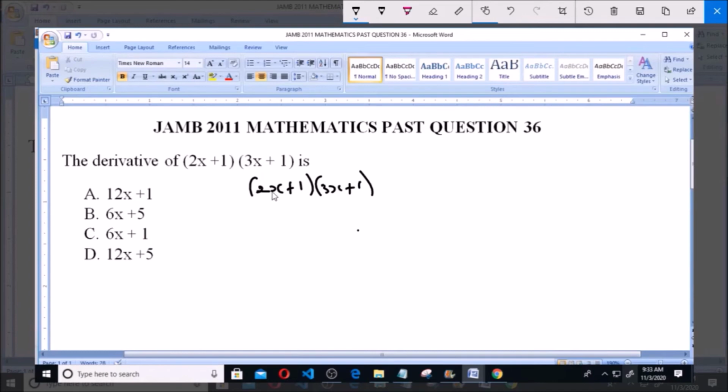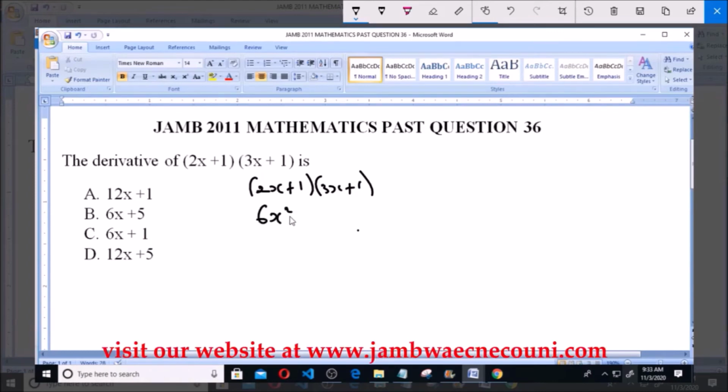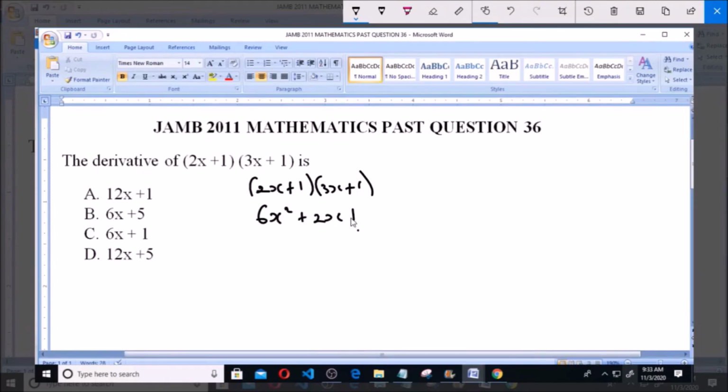Now let's open this bracket. 2x multiplied by 3x will give us 6x squared. Then 2x multiplied by 1 will give us plus 2x. 1 multiplied by 3x will give us plus 3x. And 1 multiplied by 1 will give us plus 1. So here now we'll have 6x squared plus 5x plus 1. Now let y equal 6x squared plus 5x plus 1.